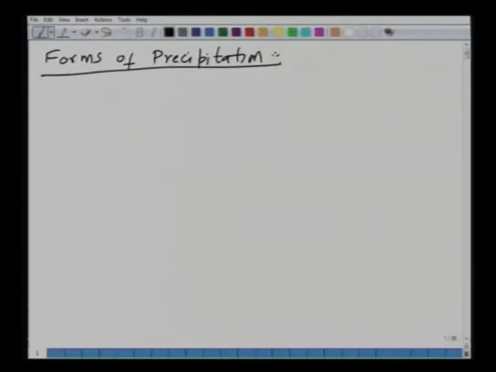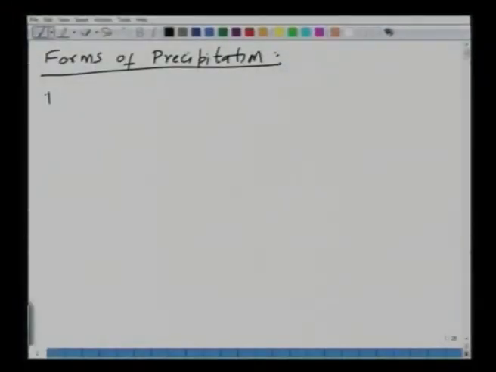What do we mean by the forms of precipitation? Precipitation is a general term, it may include rainfall, it may include snow, it may include hail, and so on. All right. So, there is a general term called precipitation, and the precipitation can be in many different forms. So, we will look at various types of precipitation that can occur on the land. All right.